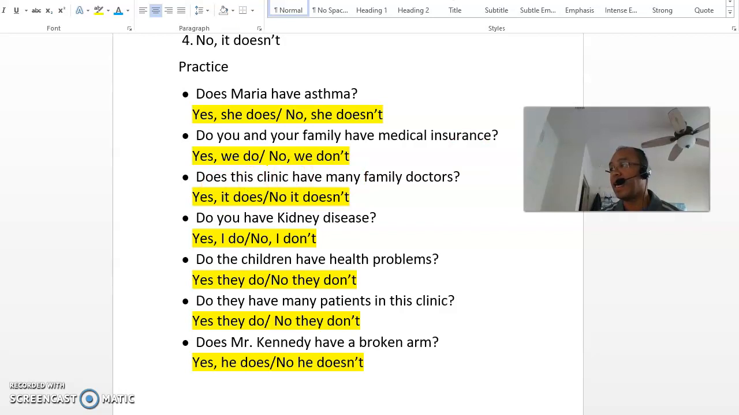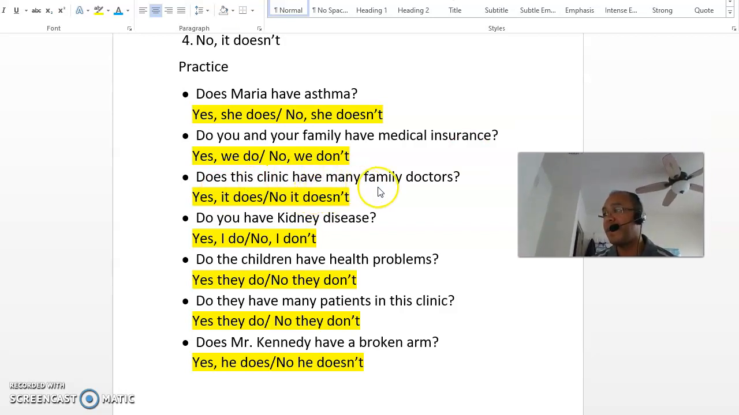Does this clinic have many family doctors? Yes, it does. Remember, the clinic falls under the category of it because it's an inanimate object. A clinic does not have a life, so you use it. It will be the pronoun. So it will be, yes, it does, or no, it doesn't. Do you have kidney disease? Yes, I do. No, I don't.